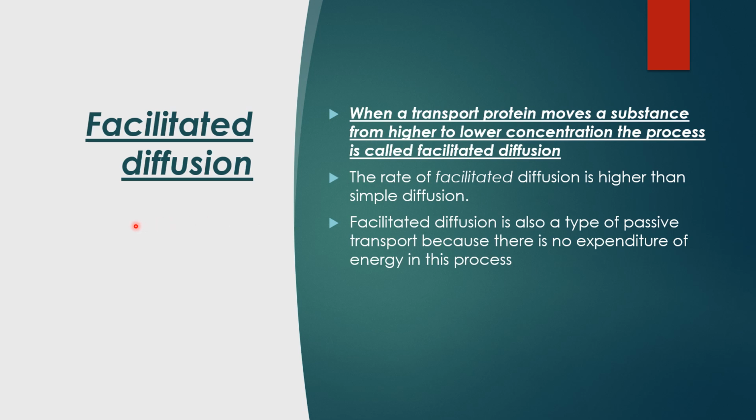Second process by which the molecules can move through the cell membrane is facilitated diffusion. When a transport protein moves a substance from higher to lower concentration, the process is called facilitated diffusion. The rate of facilitated diffusion is higher than simple diffusion. It means molecules move faster by facilitated diffusion as compared to simple diffusion. Facilitated diffusion is also a type of passive transport because there is no expenditure of energy in this process.